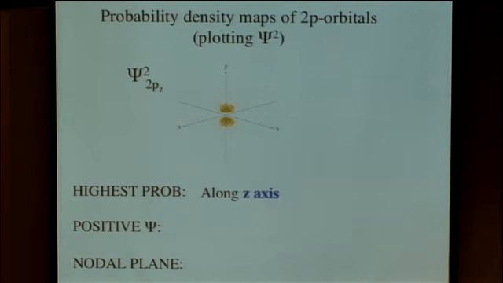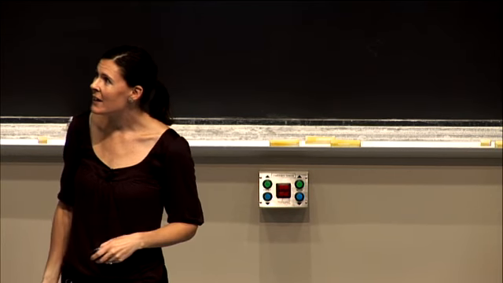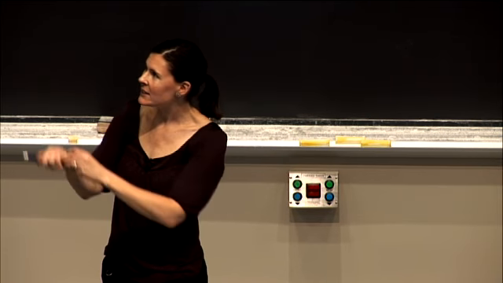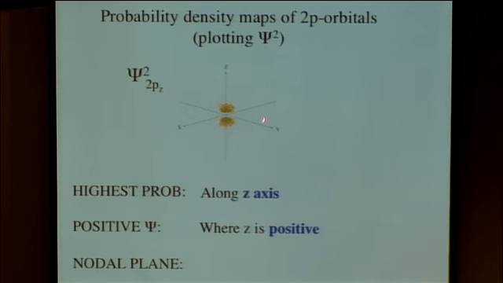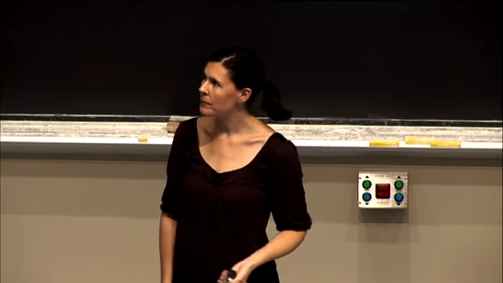And in terms of thinking about the phase of this p orbital, the phase is going to be positive anywhere where z is positive. So we would say we have a positive phase here and a negative phase there. Remember, that's going to become important when we talk about bonding. We don't need to worry about it too much right now.